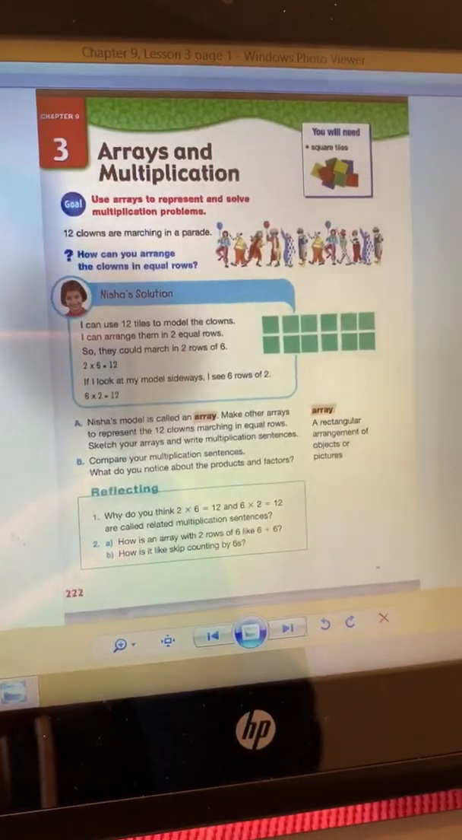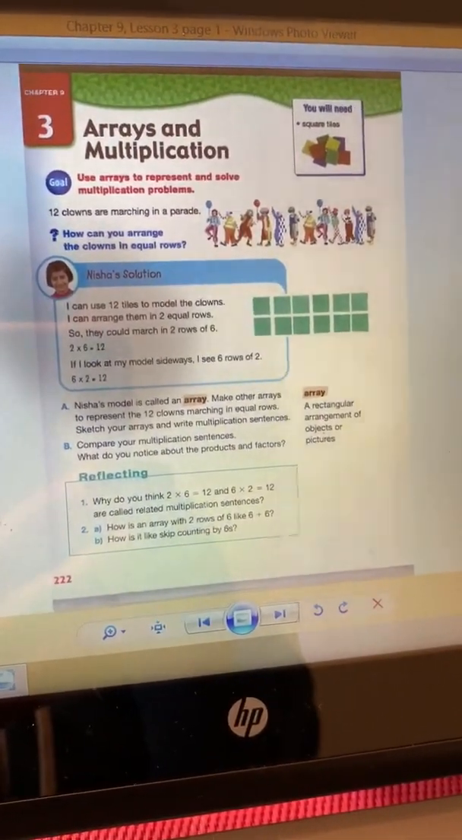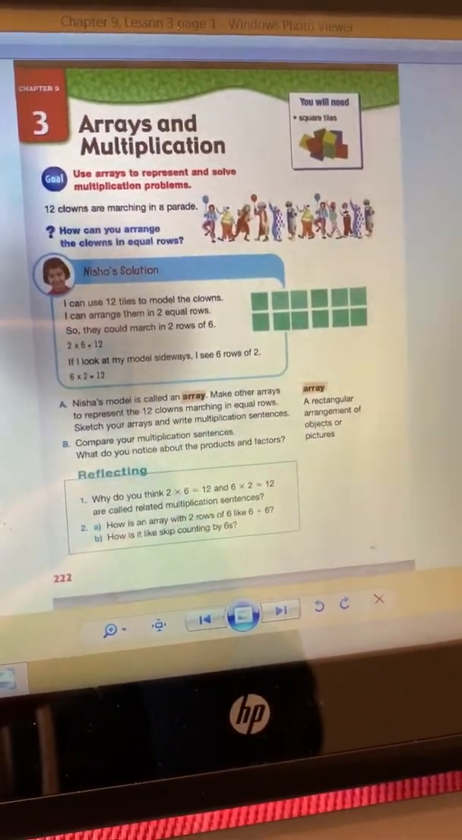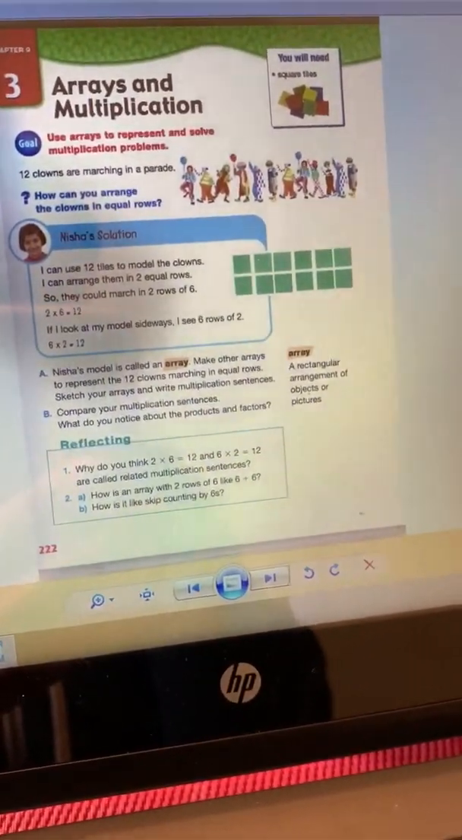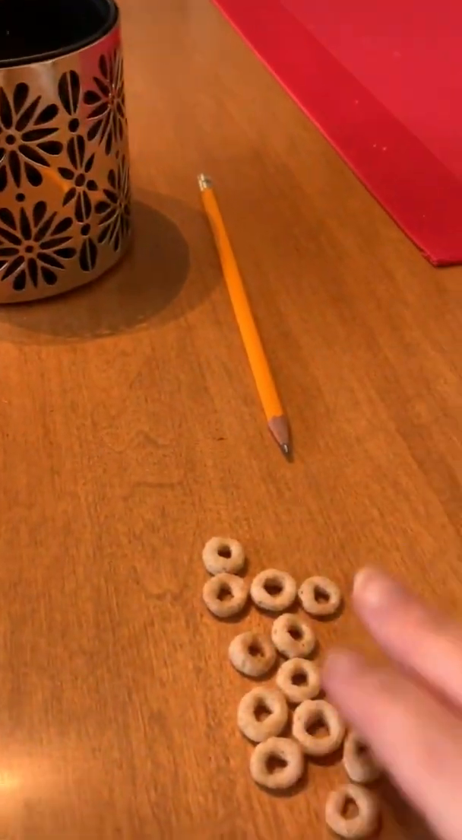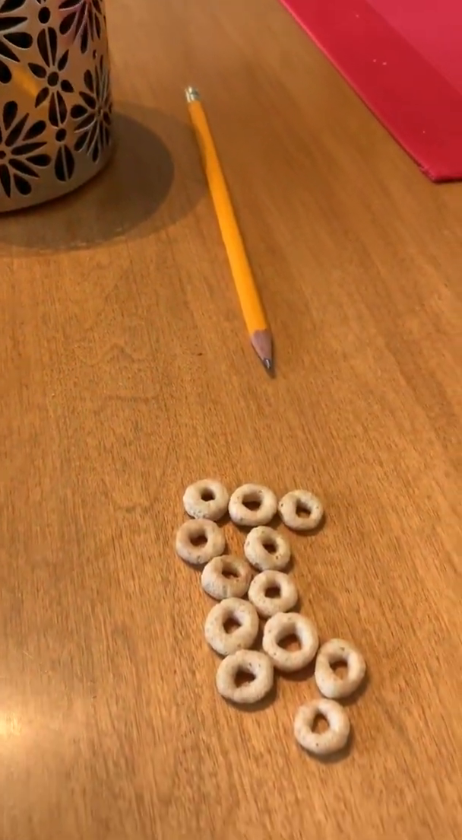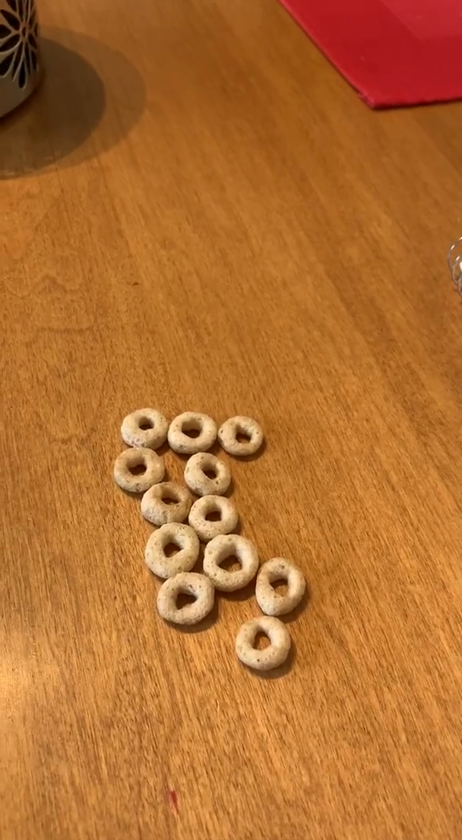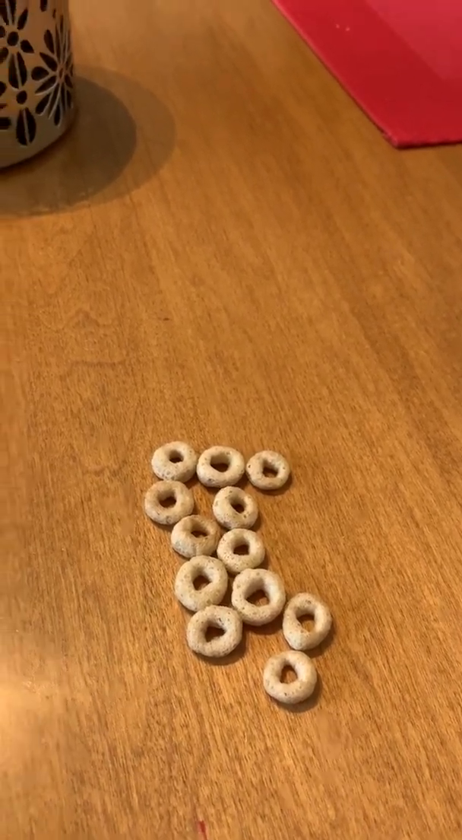12 clowns are marching in a parade. How can you arrange the clowns in equal rows? It says we'll need square tiles, but I don't have square tiles at home, but I do have Cheerios. I counted out 12 Cheerios, which is going to represent my 12 clowns.